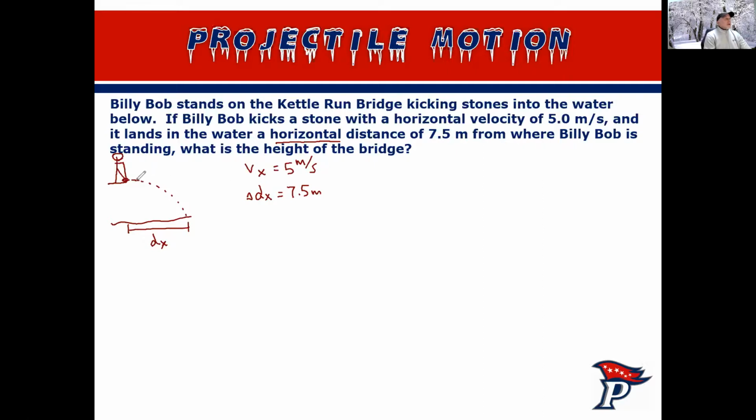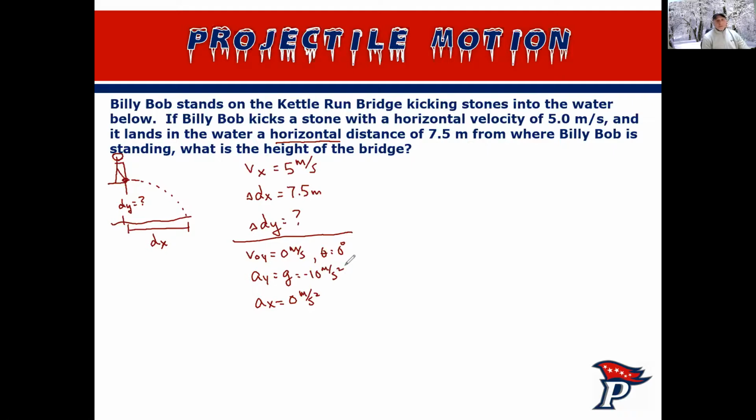We want to know what is the height of the bridge. What is dy? Right, so what is dy? Well, what else do we know? These are the values given. We know v0y is always going to equal 0 because the angle is 0. We know that ay is equal to g. We know ax is equal to 0. Okay, so that's what's given. So now again, you want to know the height of the bridge. Well, how do we find height? Well, that's a vertical value. So you want to start out with this equation.